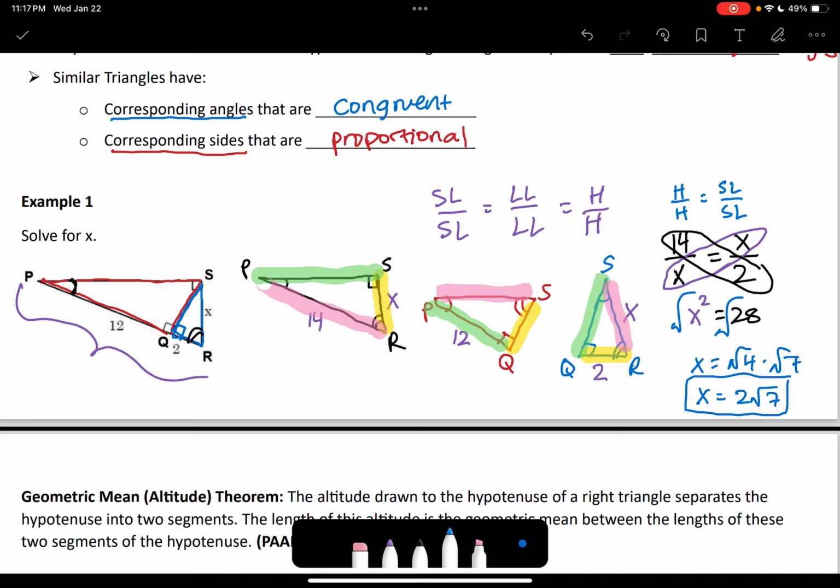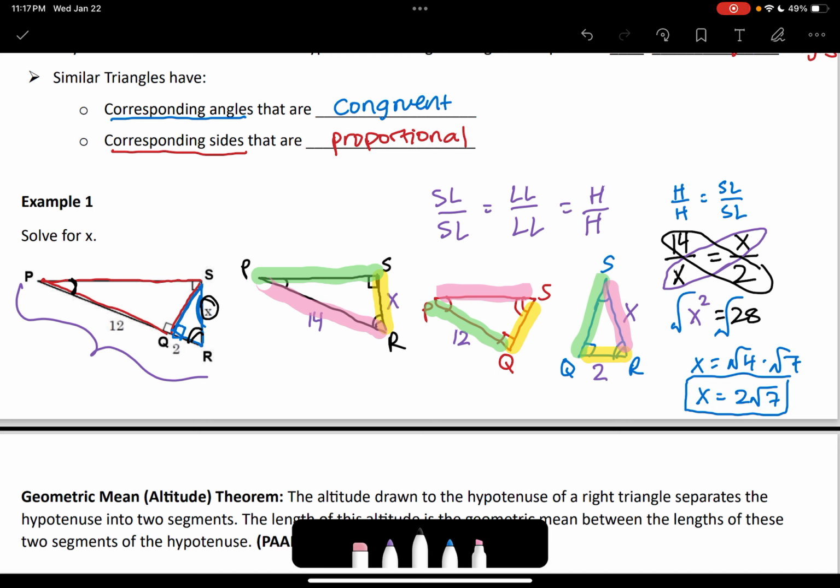If you have me as your teacher, you know that I've given you guys a really hard time about taking the square root of something and making sure to put plus or minus. The reason why I'm not including the plus or minus here is because my X value can't be negative. X is labeled as the length of side SR. If it's labeled as that side length, I cannot have a negative side length. That's the reason why I'm only choosing to put the positive solution here. So our answer here would be X is equal to 2 times the square root of 7.